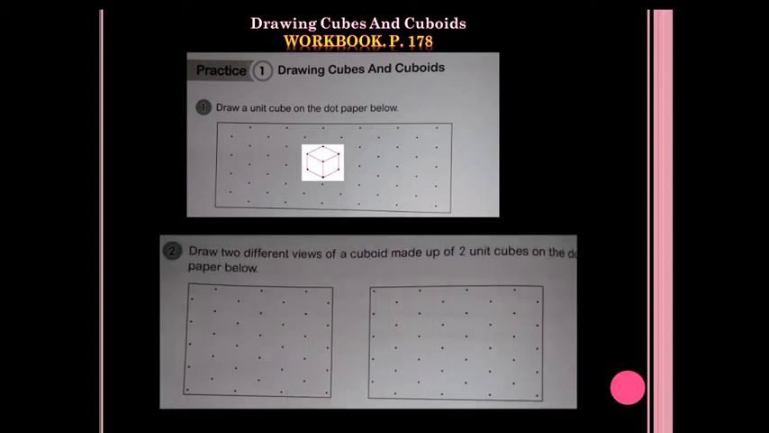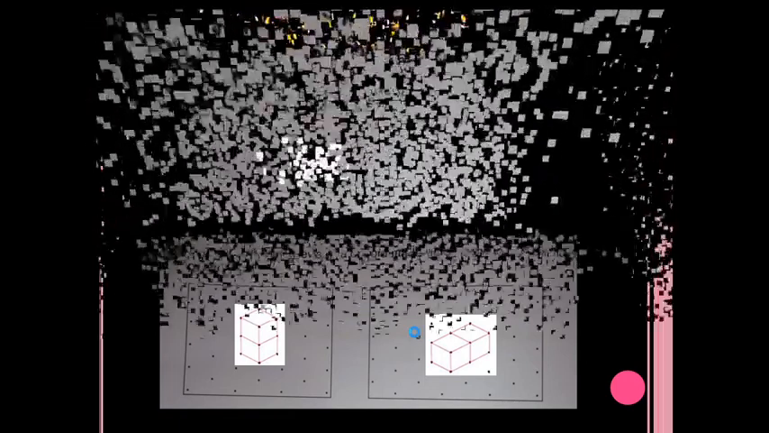Next, number 2, draw 2 different views of a cuboid made up of 2 unit cubes on the dot paper below. Okay, so you can pile up these 2 cubes, or you can put them side by side like this. This is piling up 2 cubes, and this one you put side by side like this. Don't forget to draw by using a ruler. Do not use a freehand because it will be messy and not neat. Use a ruler, okay? Next.